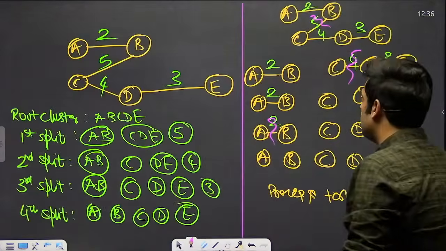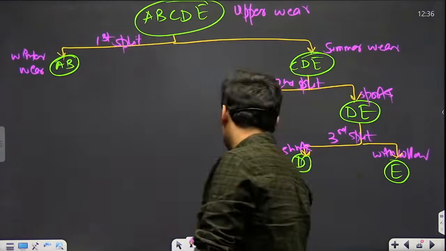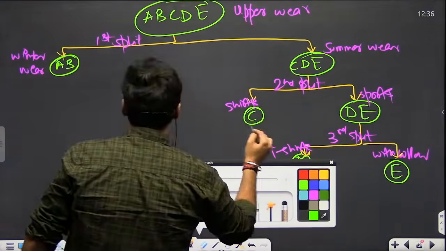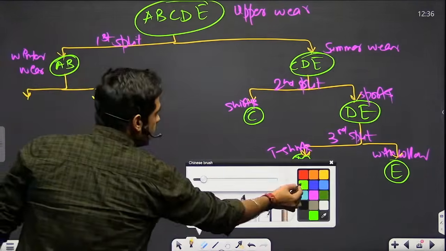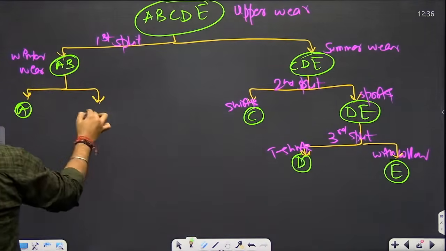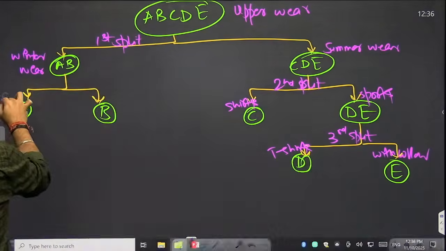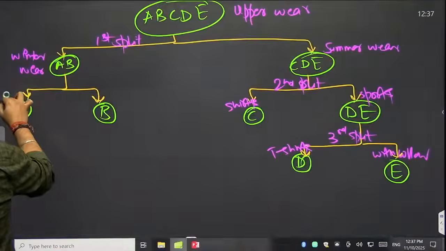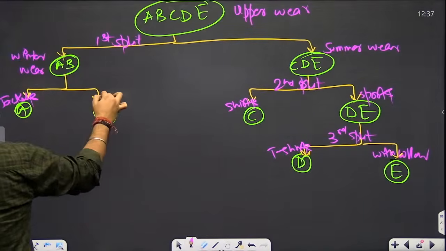Okay, now the third split is given. Now in the fourth split, what can I split? I can split A and B. So what is A? A can be written as jackets, and B I can write as sweaters.